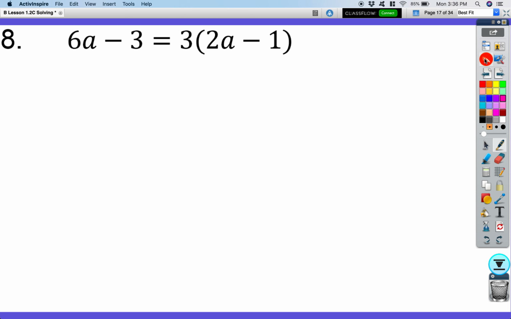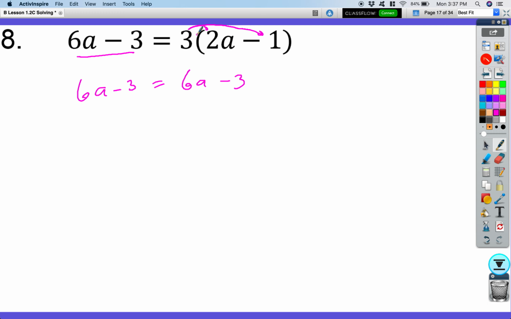All right, guys, you should have solved number 8 and 9 already. So let's go over 8 and 9 and see what the answer is. There's nothing I can do on the left side, but I can distribute this 3 inside here. This would give me 6a minus 3 is equal to 6a minus 3.